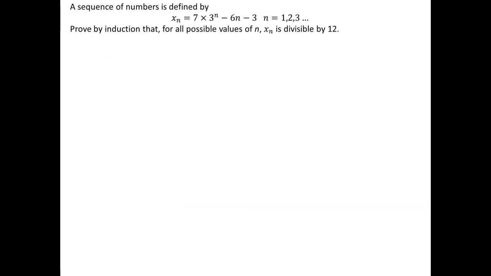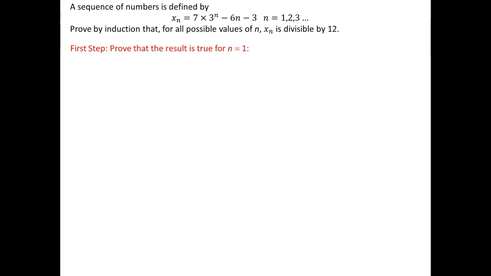Now our second example considers the sequence of numbers defined by xn is 7 times 3 to the power n, take away 6n, take away 3. And we've got to prove by induction that for all positive integers n, the number xn is going to be divisible by 12. So again, we will start with the first step, which is to prove the result in the case when n equals 1.